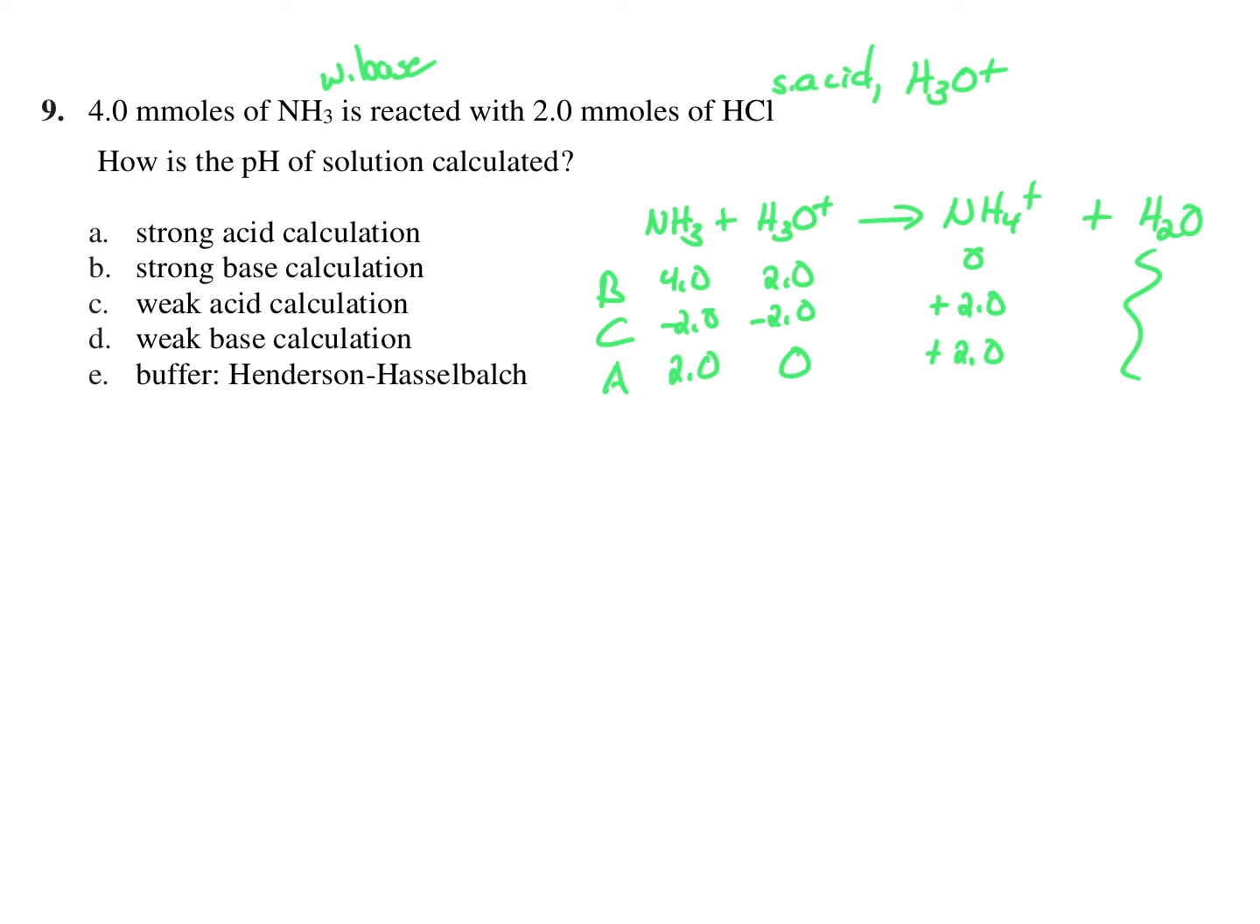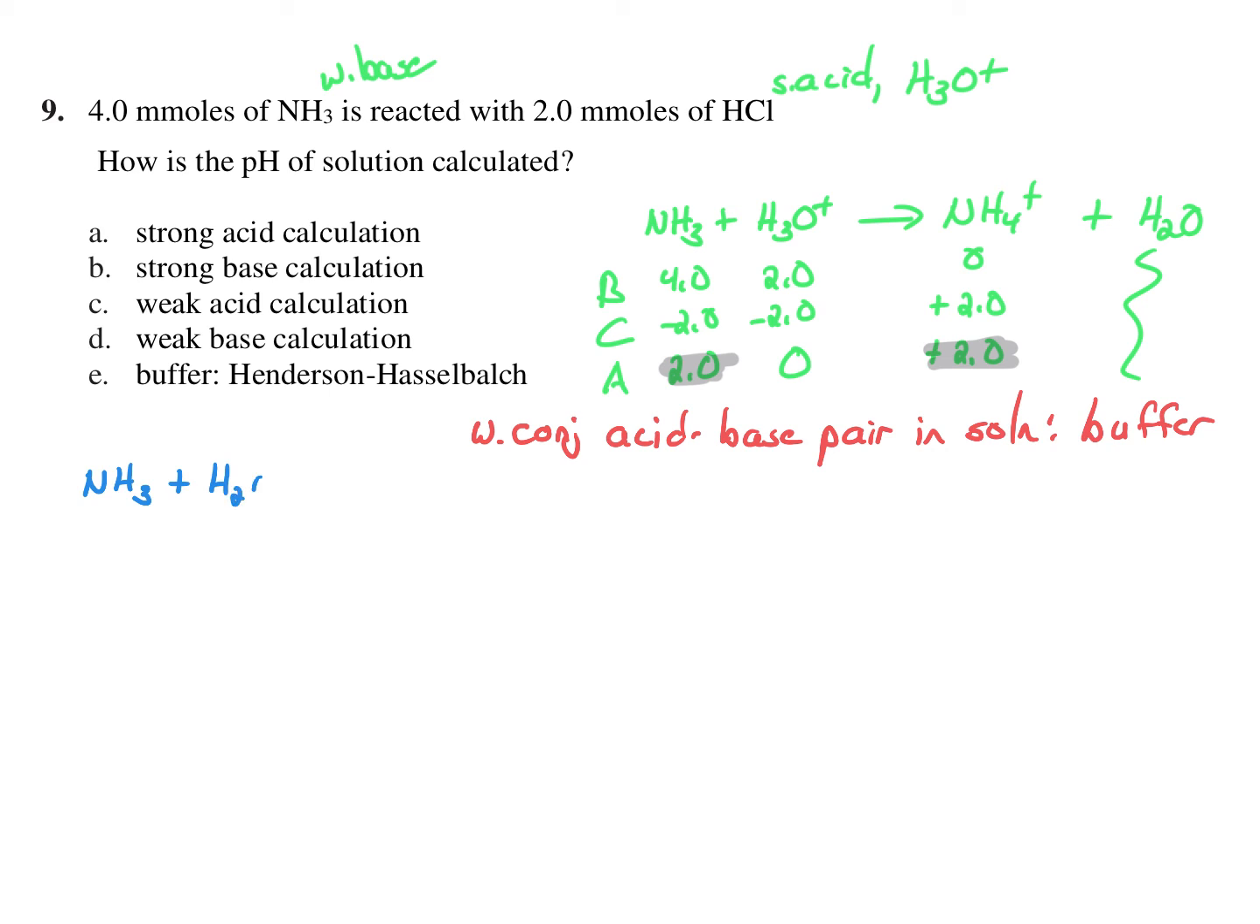Therefore, in solution, we have some amount of a weak base and its conjugate acid. So we have a weak conjugate acid-base pair in solution. That's a buffer. The relevant equilibrium reaction is that we have ammonia reacting with water in equilibrium with its conjugate acid and hydroxide ion.